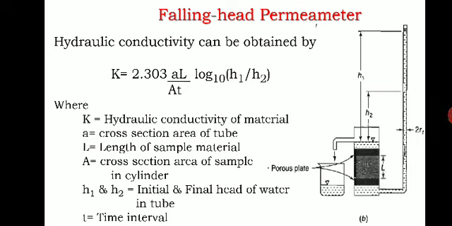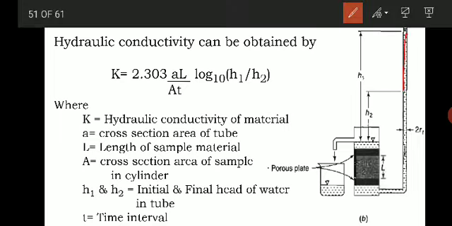So in this method, the water is added to the tall tube. So here you can see there is again a tall tube. Water is entering from this tube into the sample. Okay, but here the head is not maintained constantly. It is a falling head permeameter. So as the water moves, the water level in the tube also goes down.